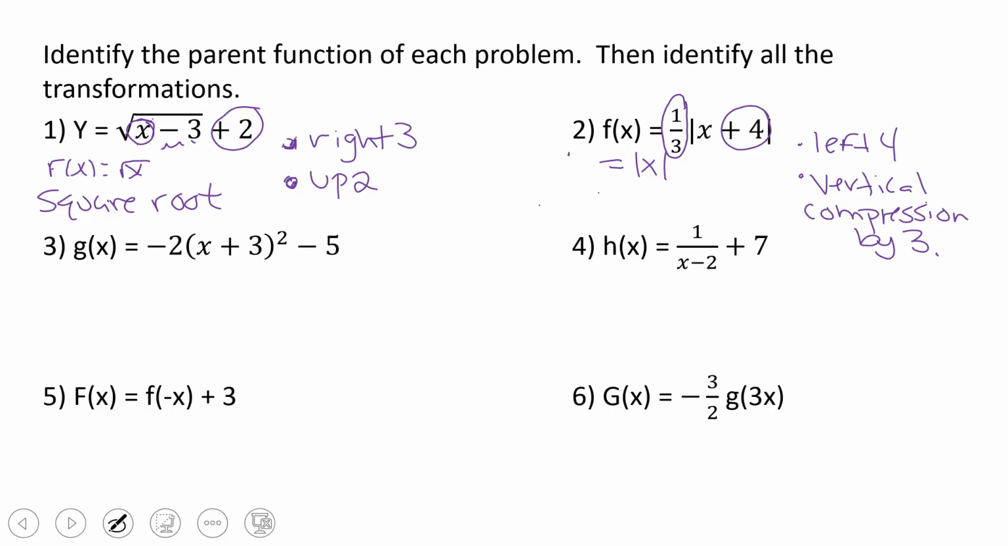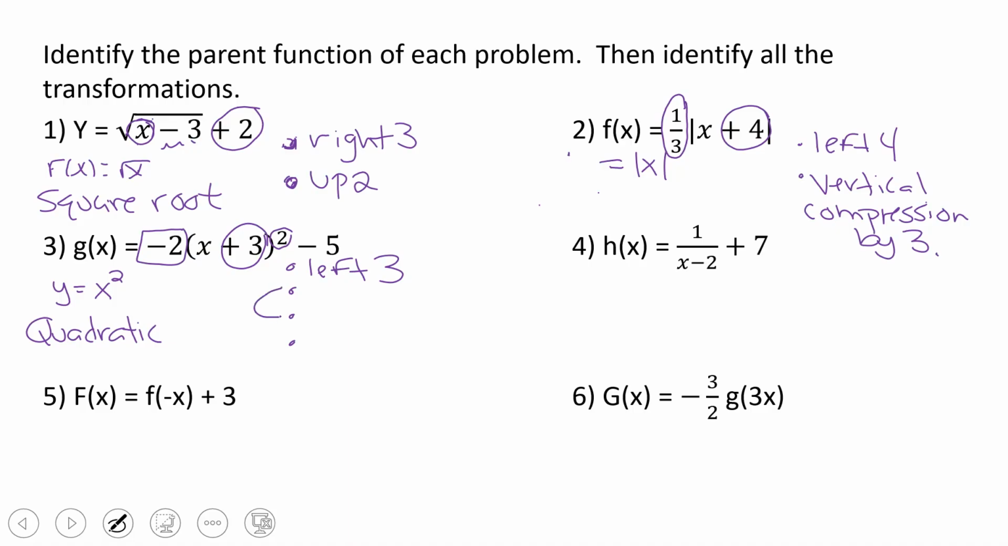Number 3, our parent function here isn't super obvious, but we have a squared, so we know that the parent is quadratic. And for the number of transformations in this one, there's actually 4. The first one we would have to address is the +3 on the inside. So that one is left 3. Then I would square the value, which is fine. That's the parent function.